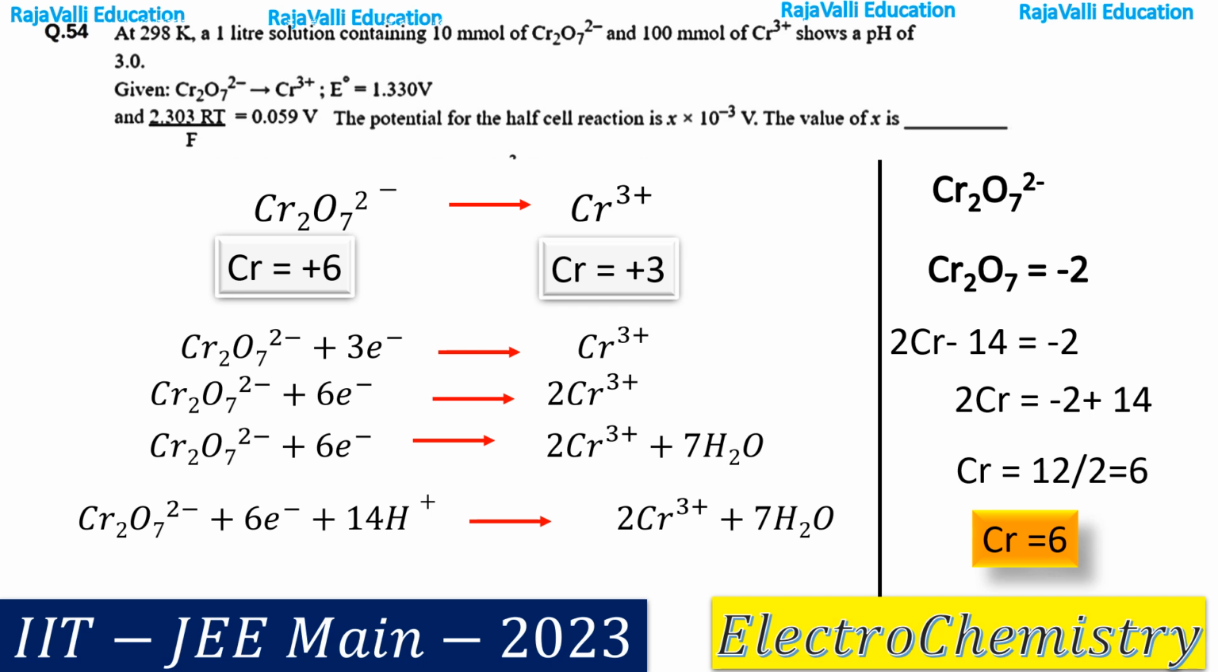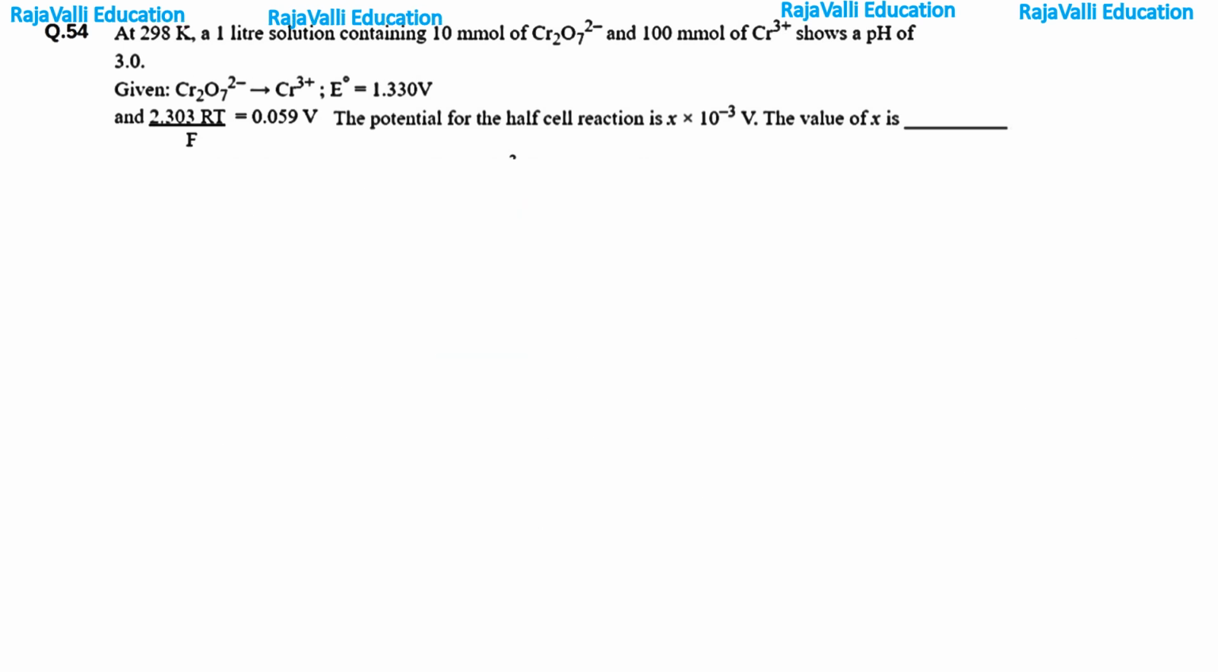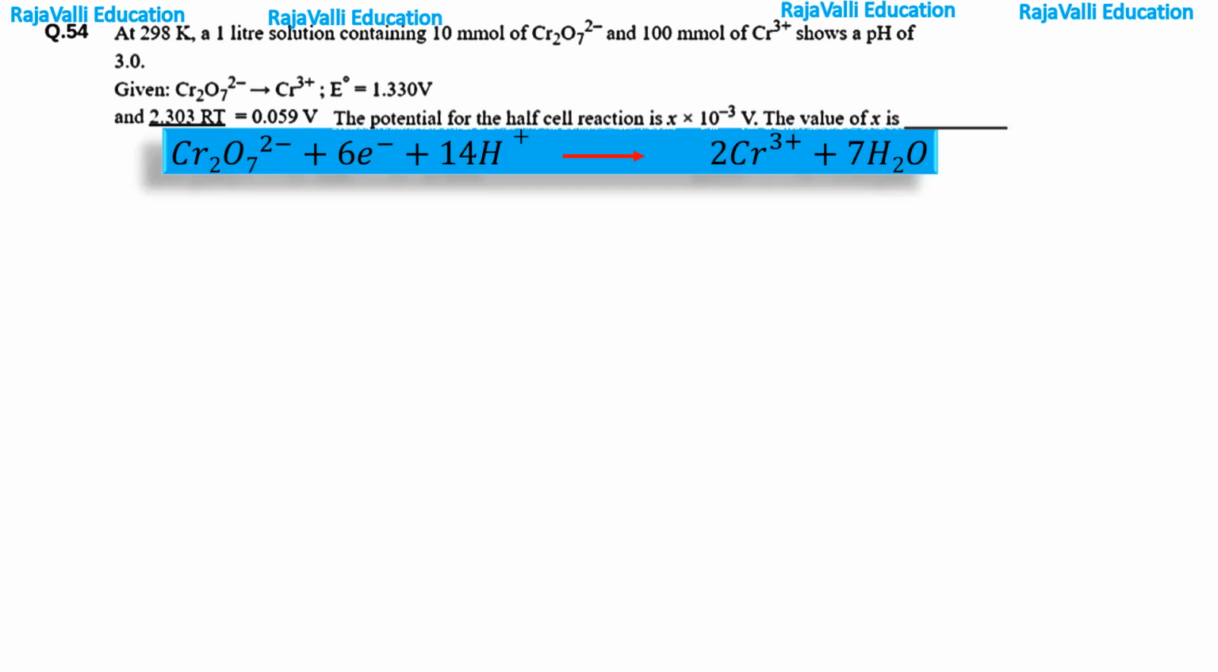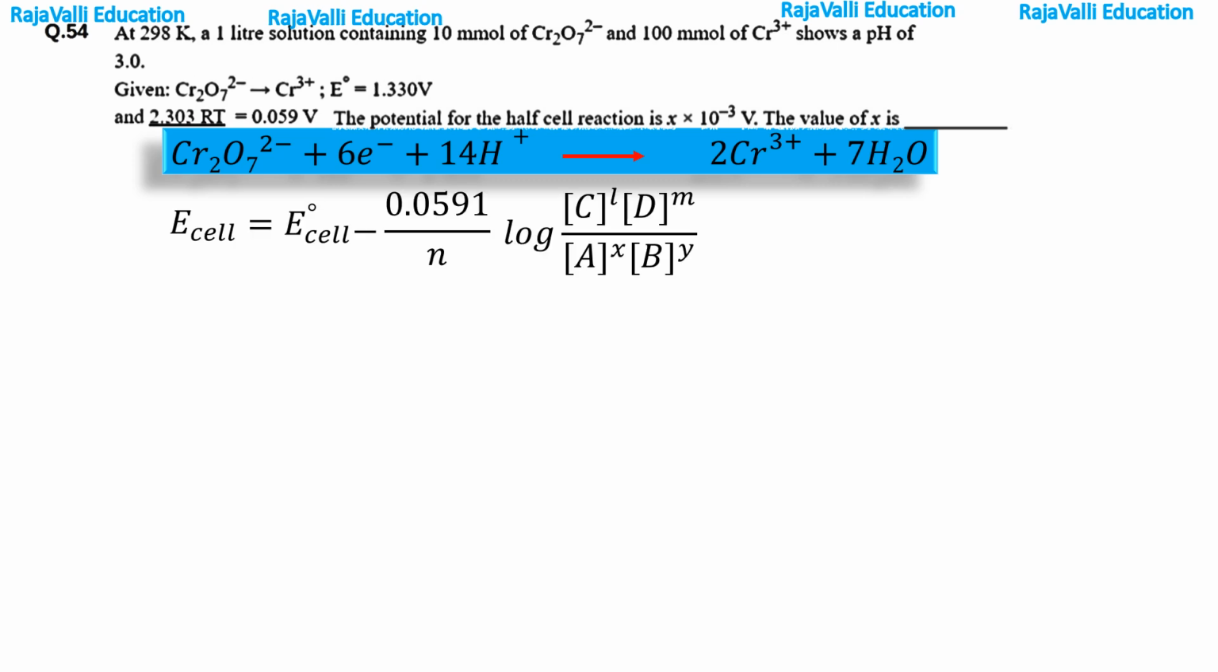Now we check the number of atoms on both sides. Here the number of atoms are the same on both the reactants and products. So the balanced equation is Cr2O7 2 minus plus 6 electrons plus 14H plus gives 2Cr3 plus plus 7H2O. Now we have to consider the Nernst equation.